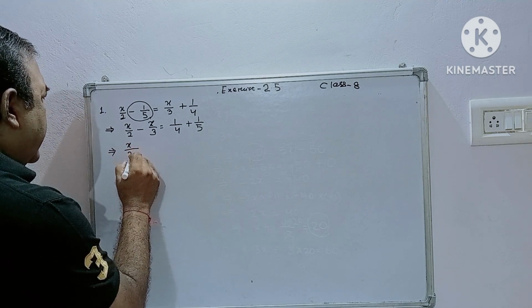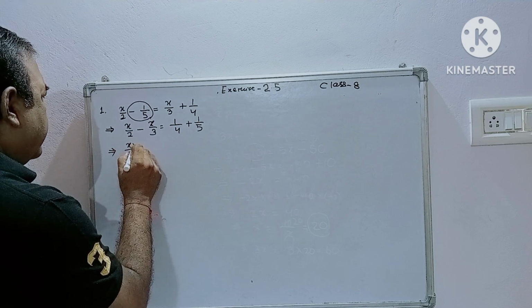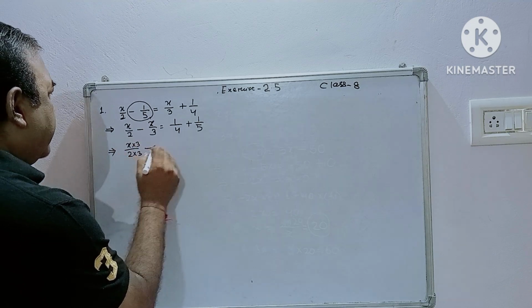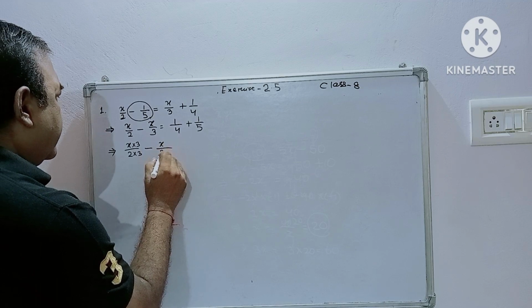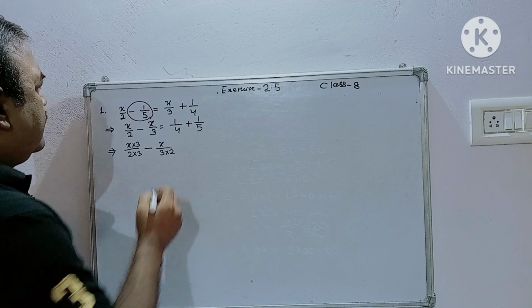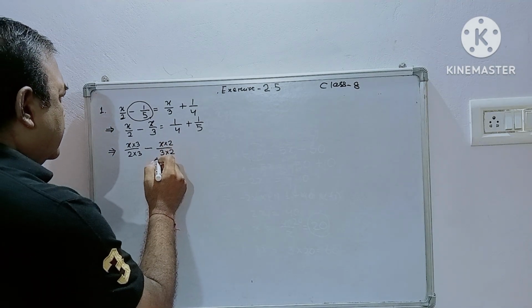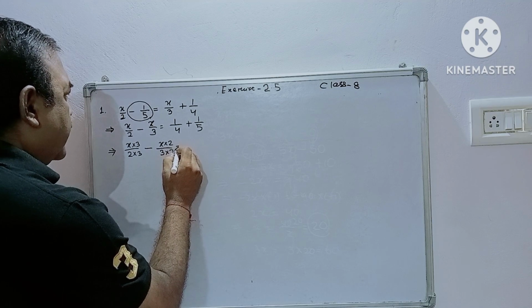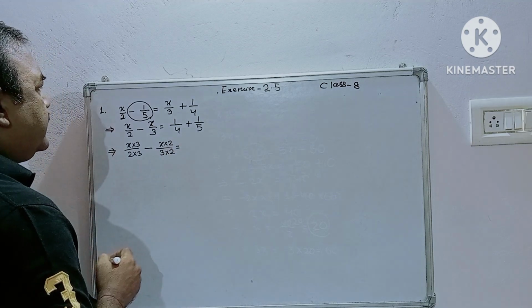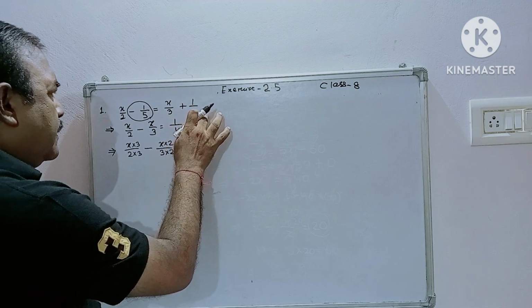So x upon 2, you have to make the denominator 6. So you have to multiply by 3, both numerator and denominator. Minus x upon 3, you make it 6 by multiplying the denominator by 2, and then by 2 to the numerator. So you see, here we will have to add 1 upon 4 plus 1 upon 5.